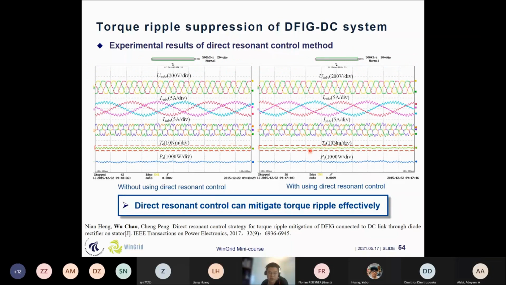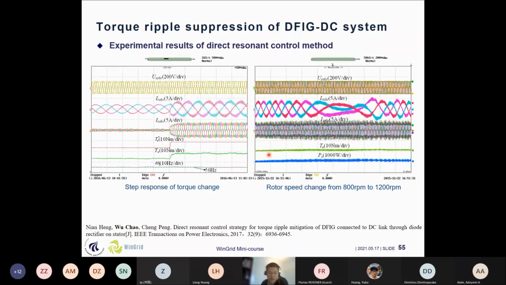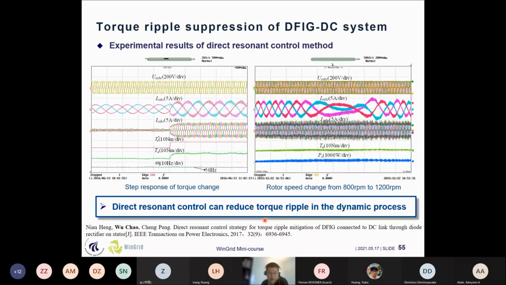So these are the experimental results. We can see that using this direct resonant control, even with just the resonant controller at the 6th order frequency, it can have very good performance in eliminating the torque ripples. Okay, and this is the dynamic performance, and the details can be seen in this paper.